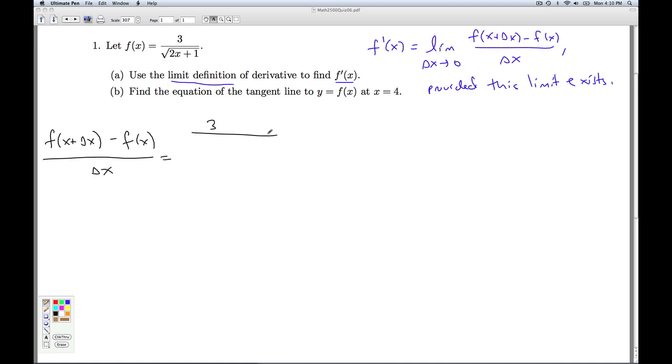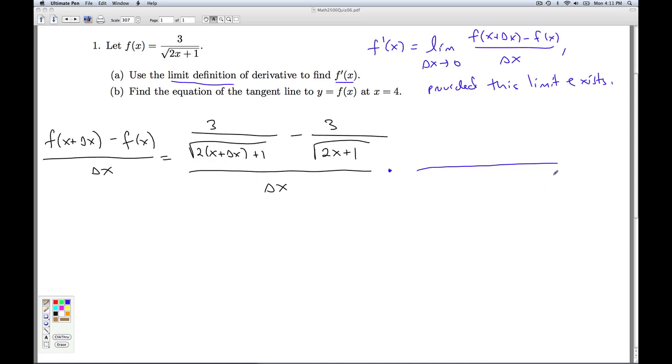So it's going to be 3 divided by the square root of 2 times the quantity x plus delta x plus 1, minus 3 divided by the square root of 2x plus 1, all over delta x. There are two things we're going to need to deal with. Eventually I want to cancel this delta x from the denominator. So I'm going to have to deal with these denominators, and then I'm going to have to deal with the radicals. To deal with the denominators, I'm going to multiply the numerator and denominator by the least common denominator of these little denominators. So I'm going to multiply by the square root of 2 times this times the square root of this.